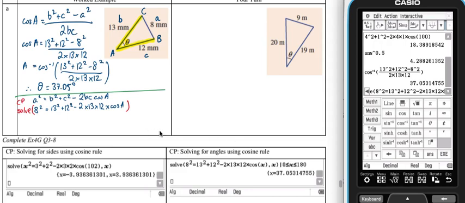Times by, and then cosine. Instead of A, we're going to write x. So cosine, and then x.